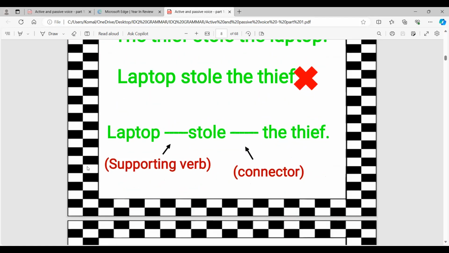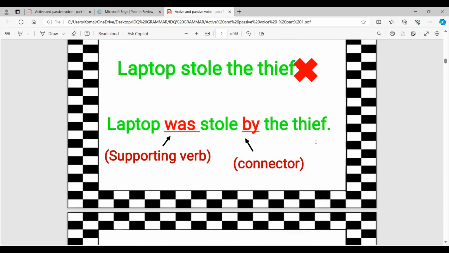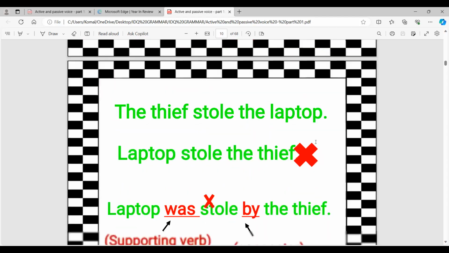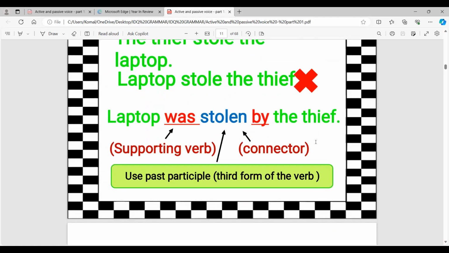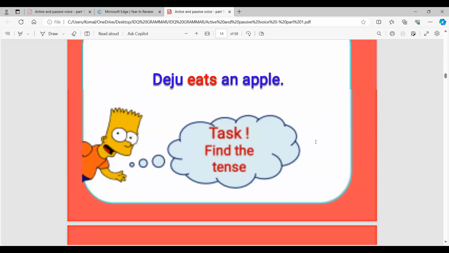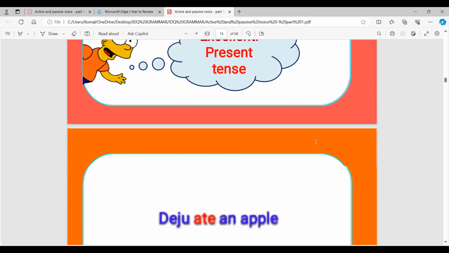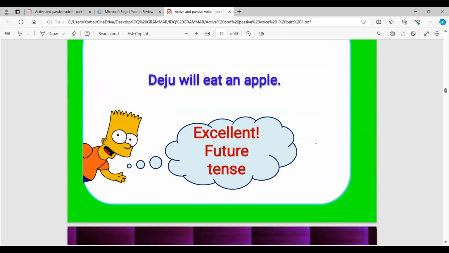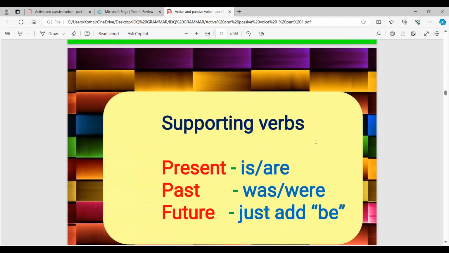This is the correct structure. We made the object the subject. Then we have to put the supporting verb. Then we have to use a main verb, and then we have to use one connector, and then the subject becomes the object. Now, which are the supporting verbs? This is very simple. These supporting verbs you should know.